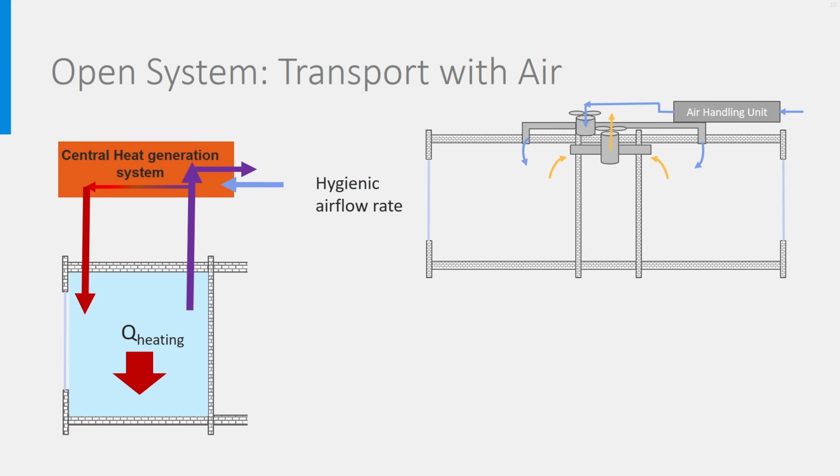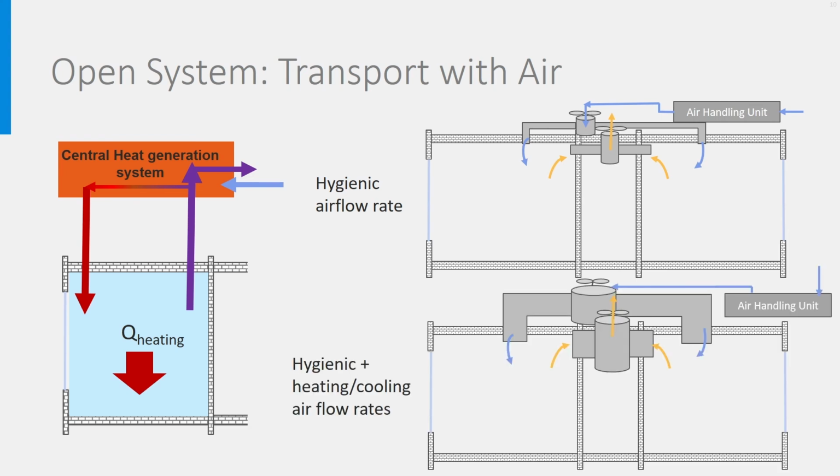There is only one problem here, and that is that the volume flow rate of hygienic air is much lower than the flow rate needed to bring the heat or cold in the room. So the mechanical ventilation system must be much bigger and the ducts must be much larger, like that. So this has important consequences for the architect, who needs to reserve enough place for the ducts.